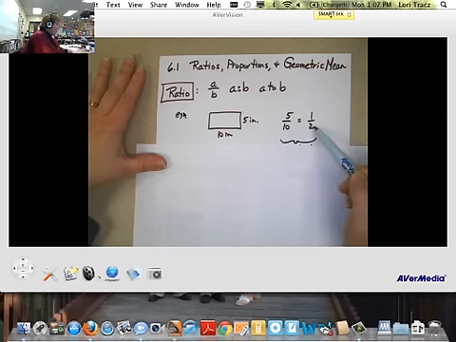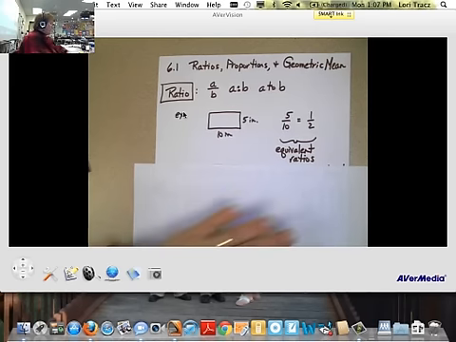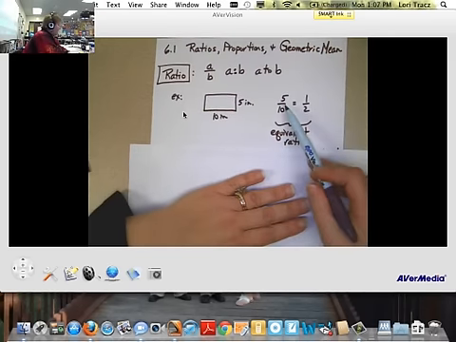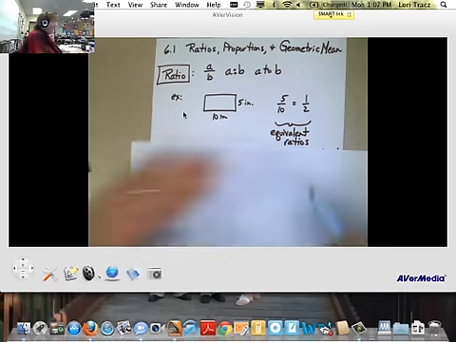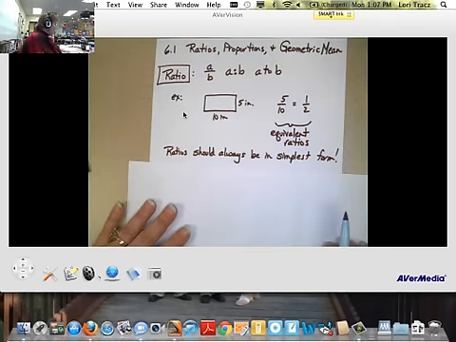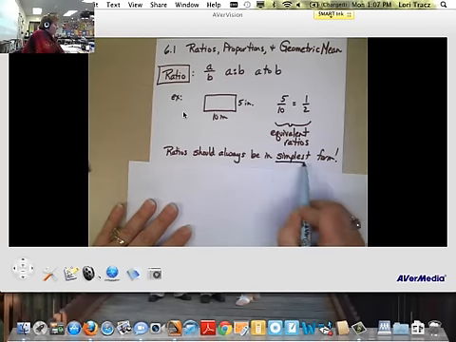Of course, we always want to put our ratios in simplest form. So 5 to 10 is equal to 1 to 2, just like the fractions are equal. Those are called equivalent ratios, just as they would be called equivalent fractions. It is really important to remember that ratios should always be in simplest form. That's really important. So you always want to reduce.